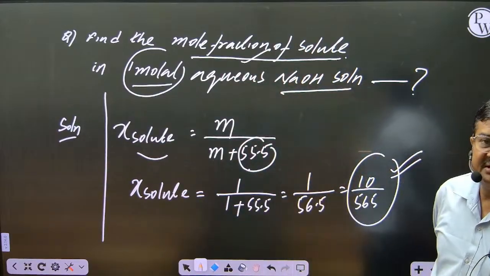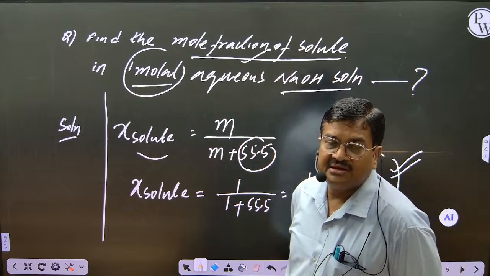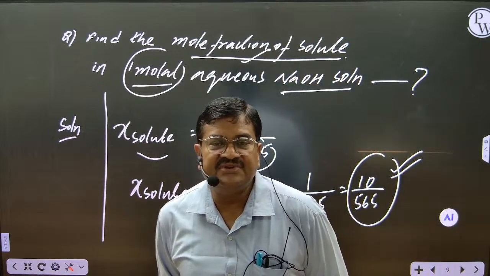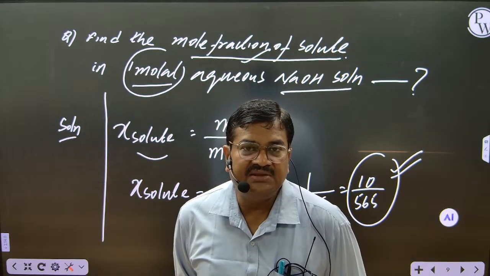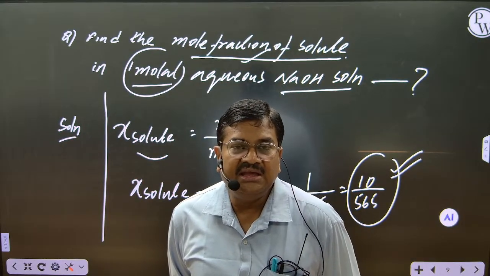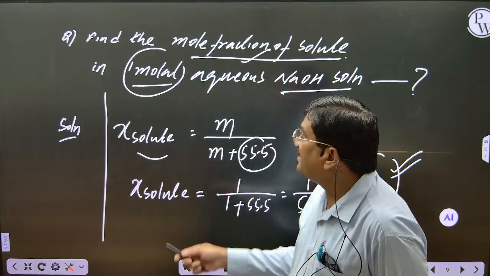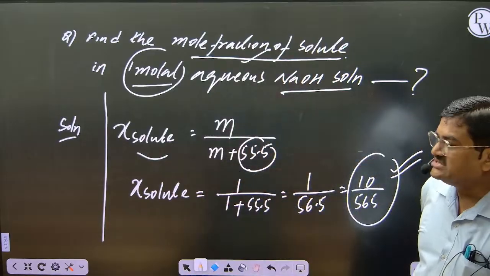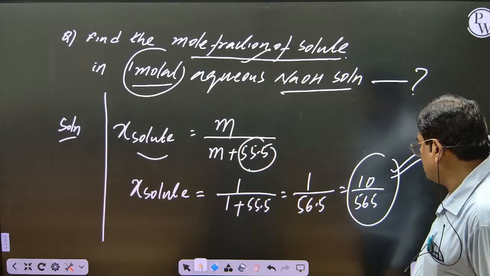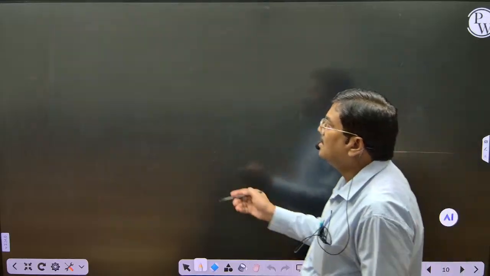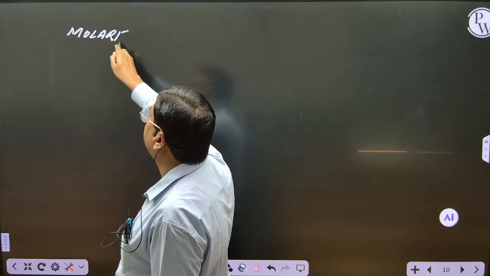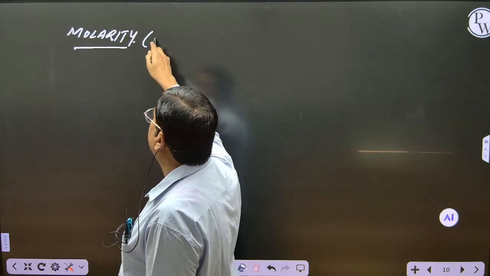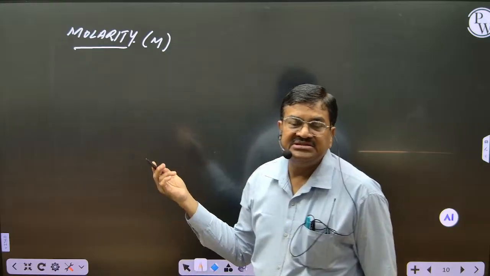Now write the next term, molarity. The other concentration. Till now, what are the concentrations we learned? Mass percentage, volume percentage, mass by volume percentage, mole fraction, molality, and the relation between molality and mole fraction just now we wrote. Now write the next heading, molarity. Molarity is shown with the symbol what? A capital M.